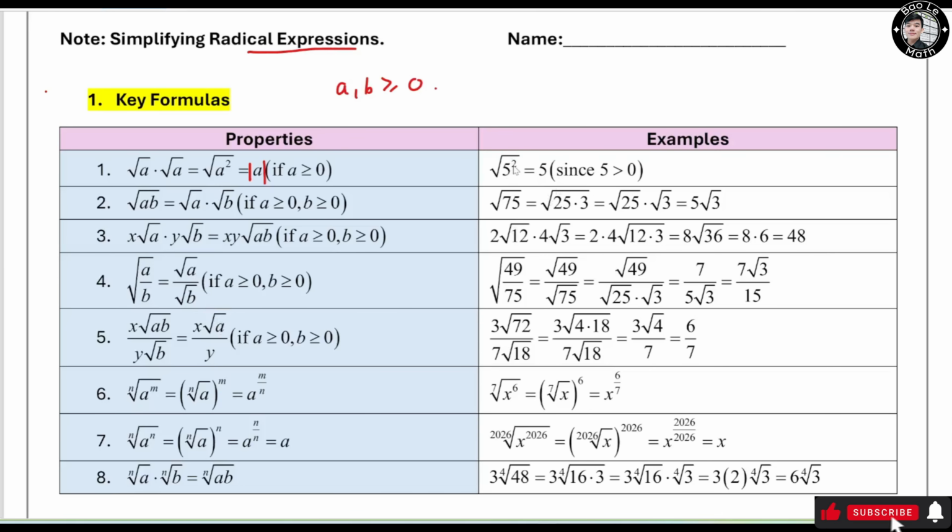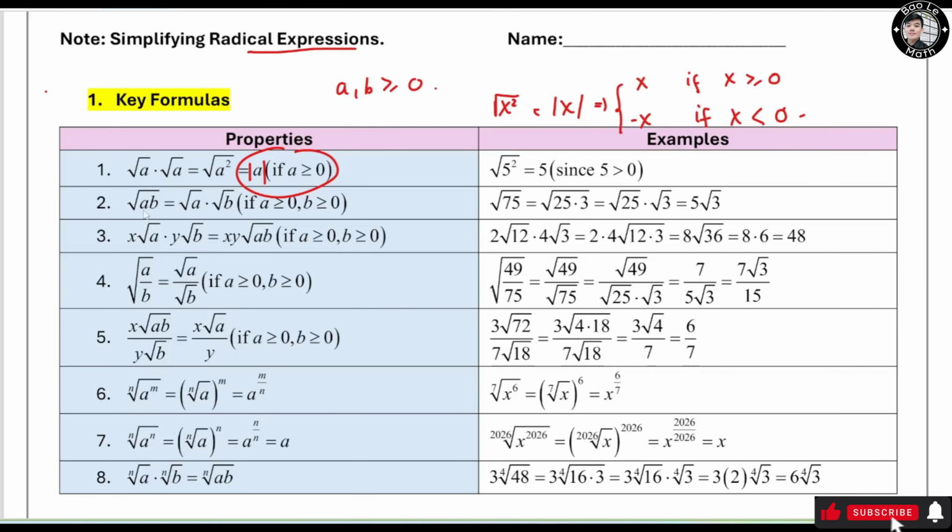Example, the square root of 5 squared equals 5, since 5 is greater than 0. Now, if we have the square root of s squared, it should be the absolute value of s. So we have two different answers: either s if s is greater than or equal to 0, which is this case right here, or negative s if s is less than 0. So keep that in mind.